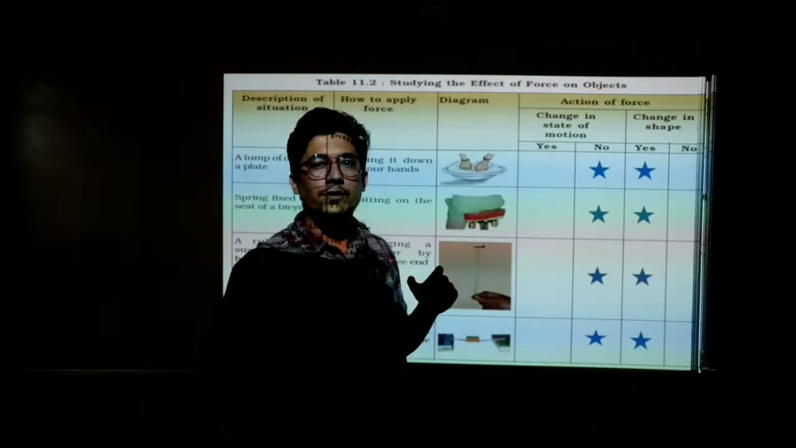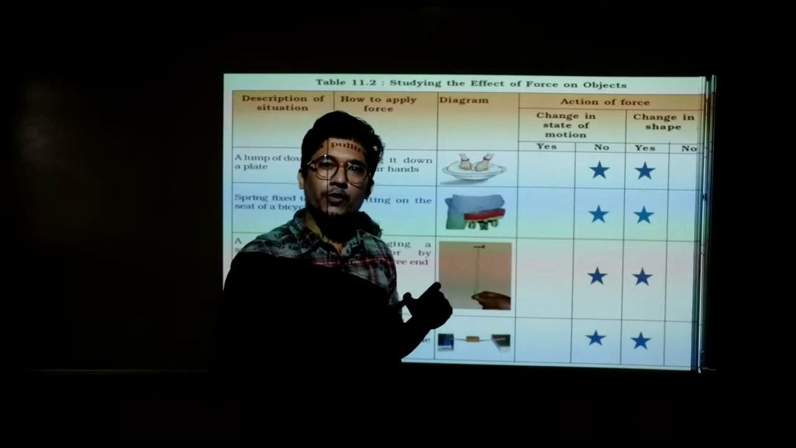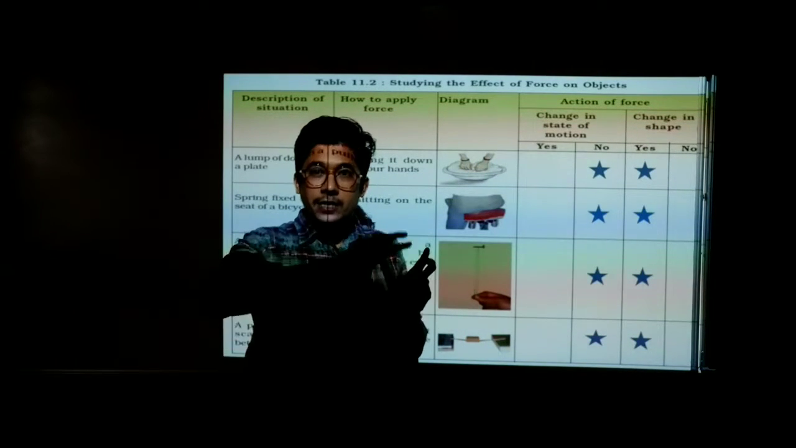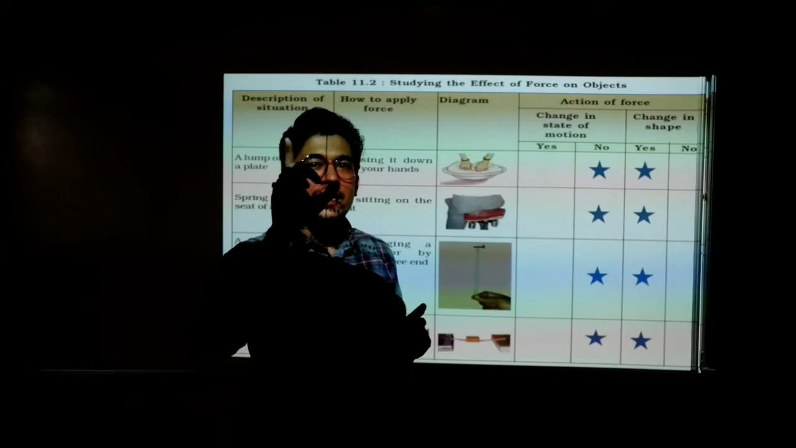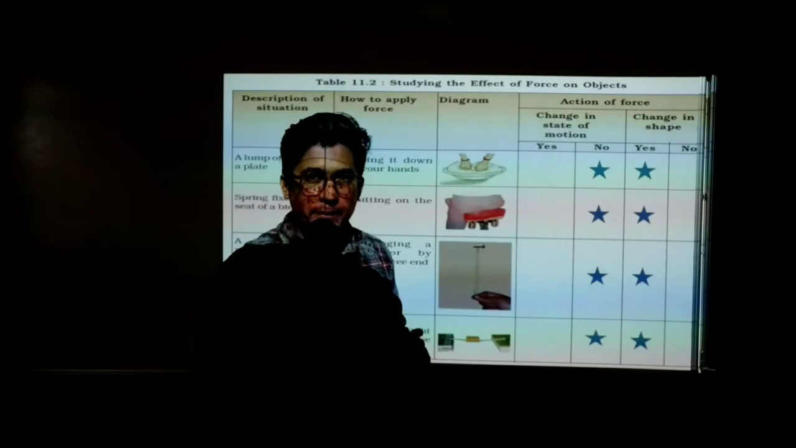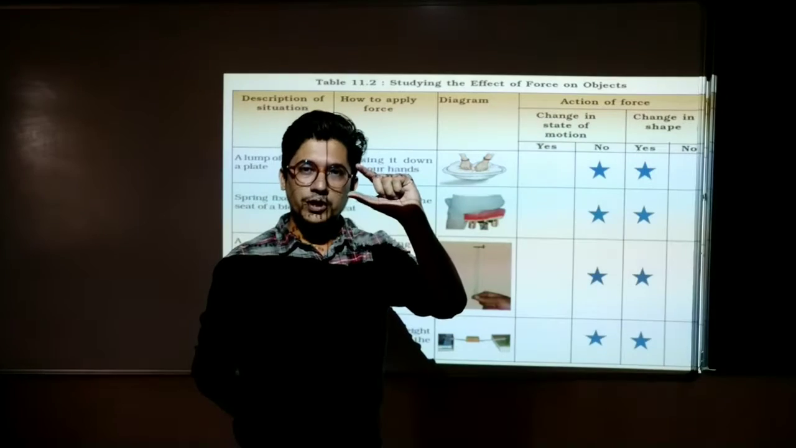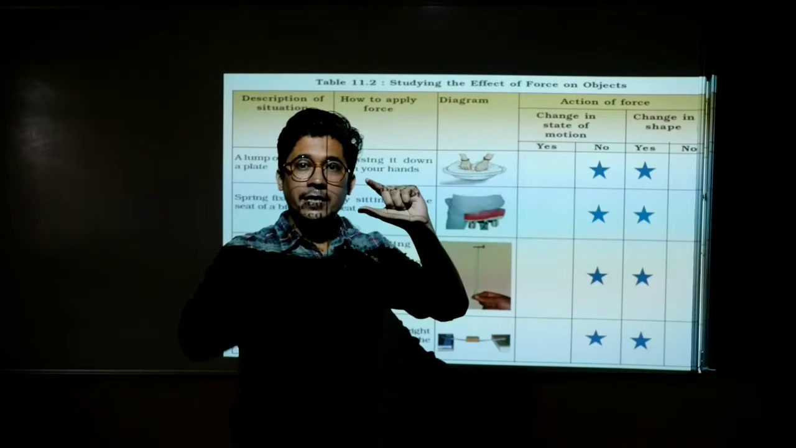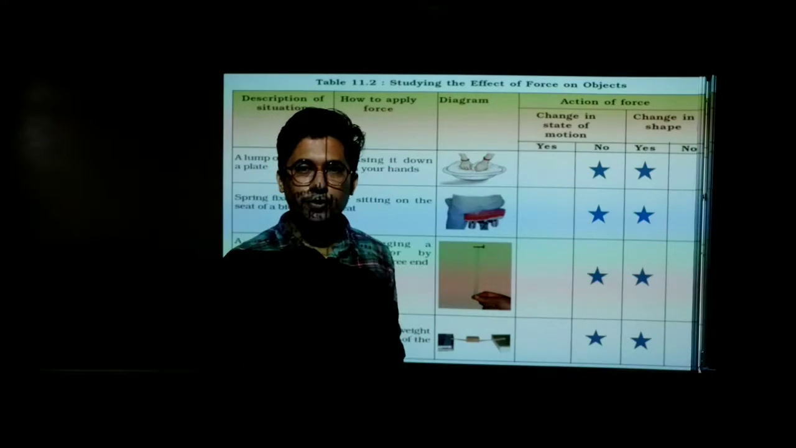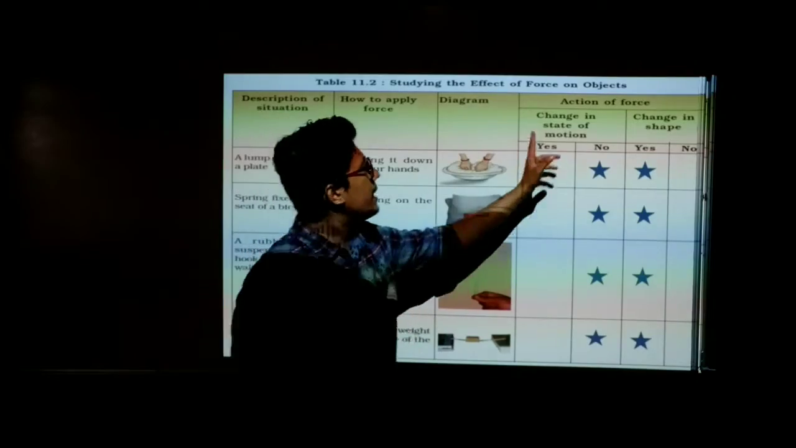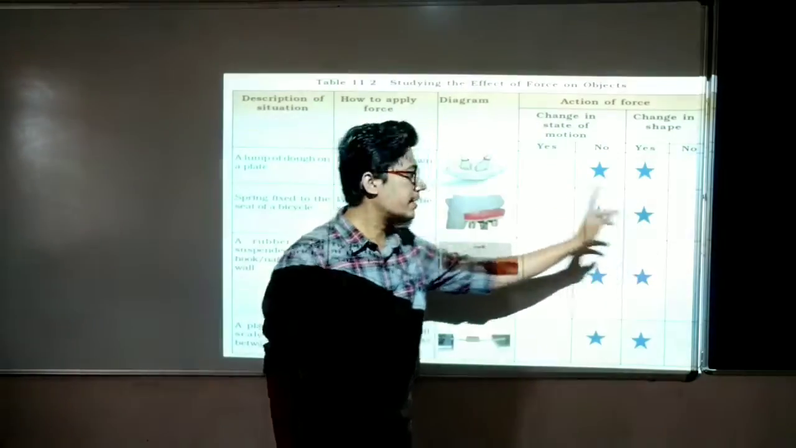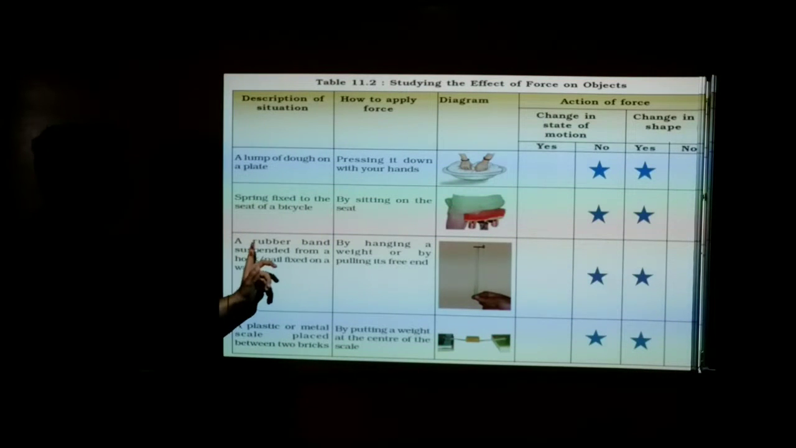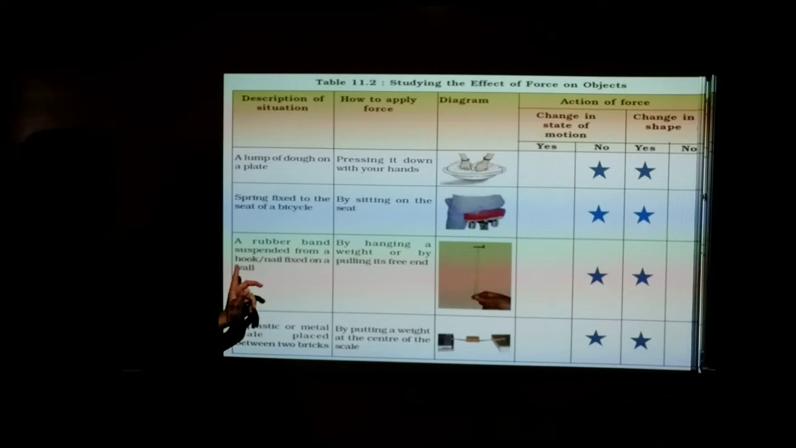So here again, is there a change of state of motion of the seat? Is the seat running away somewhere? No. The seat is there only, but when you sit on it, there is a change of shape of the spring. Initially the spring was expanded, and after you sit on the seat, that spring is compressed. Is there a change in state of motion? No. A change in shape? Yes. So the third example: a rubber band suspended from a nail fixed on a wall.